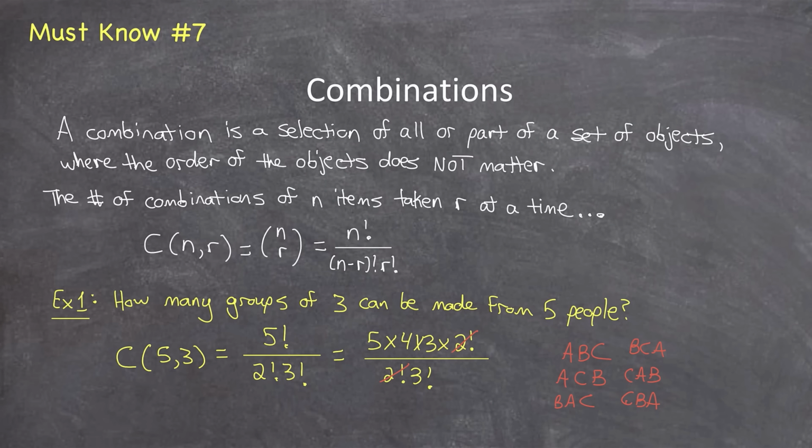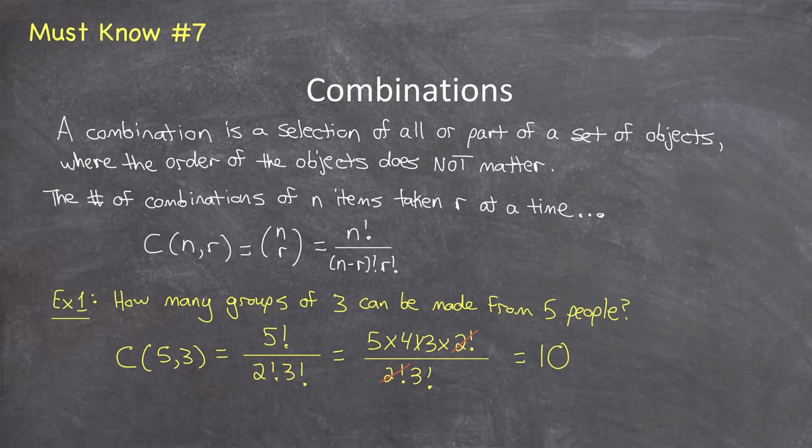I would want to count them as just one combination of people, which is why we divide by the number of different permutations of those 3 people in the group that we can make. We divide by 3 factorial. That divides this answer by 6 to give us the total number of unique groups where the order does not matter. And that would tell us that there are only 10 different groups of 3 people that we can make from 5 people.